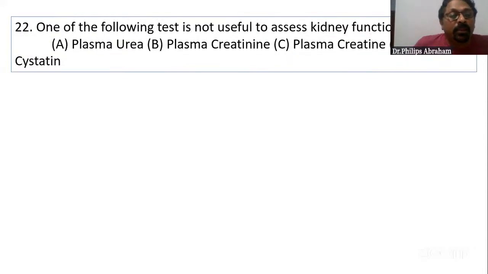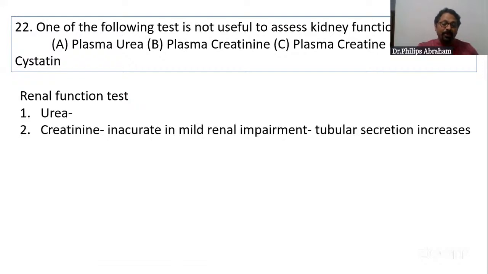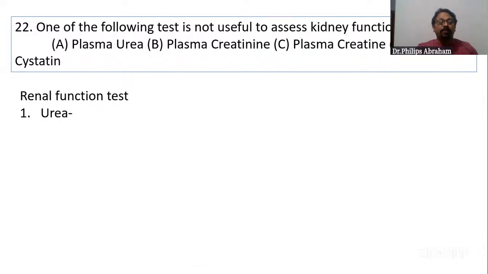Okay. Next question. One of the following tests is not useful to assess kidney function. Already I was telling about these two, urea and creatinine, and one more test. I'll say one by one now. Renal function test, mainly we use urea, another one creatinine. And with urea, the problem is this value may change with our protein diet. So there are some extra renal factors that can vary the urea level. So urea is not a perfect one, but urea can be utilized.